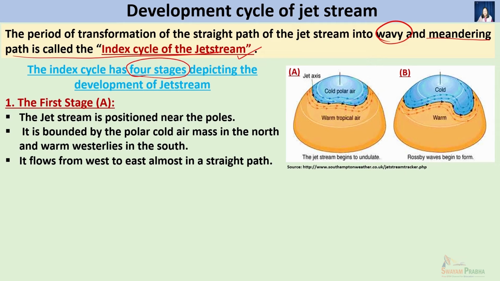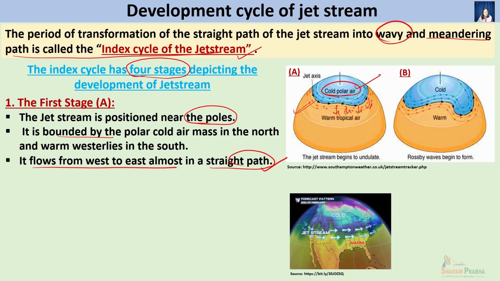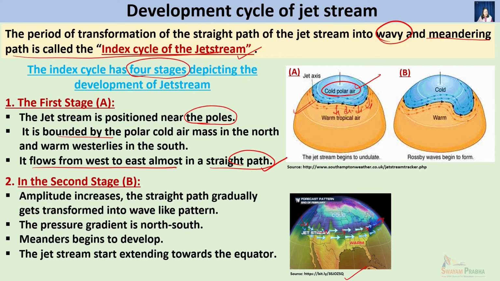Starting with the first stage. In the first stage of the jet stream, it is positioned near the poles and it flows from west to east almost in a straight path. And the jet stream is bounded by the cold polar air in the north and warm westerlies towards the equator, and its path is almost straight. As you can see in this particular diagram also, blowing from west to east, the jet stream maintains an almost straight path.